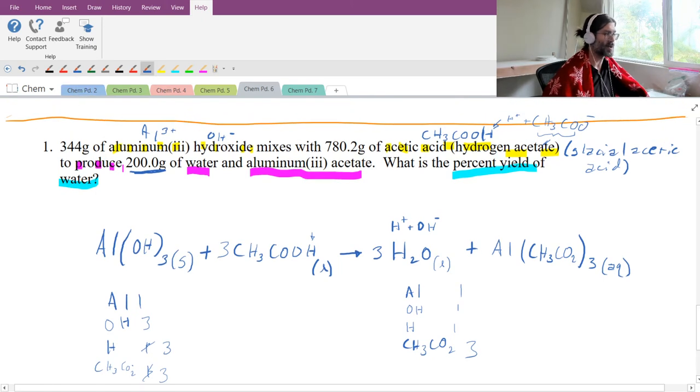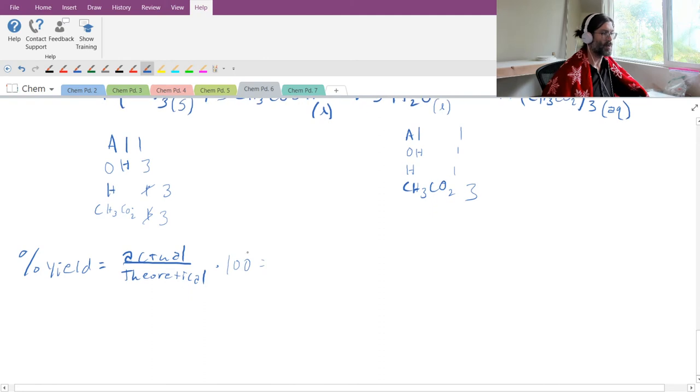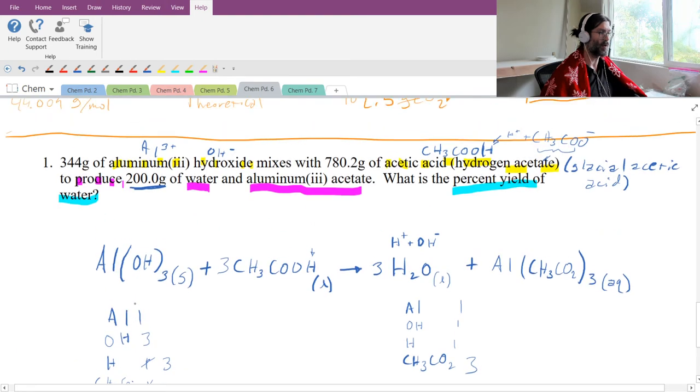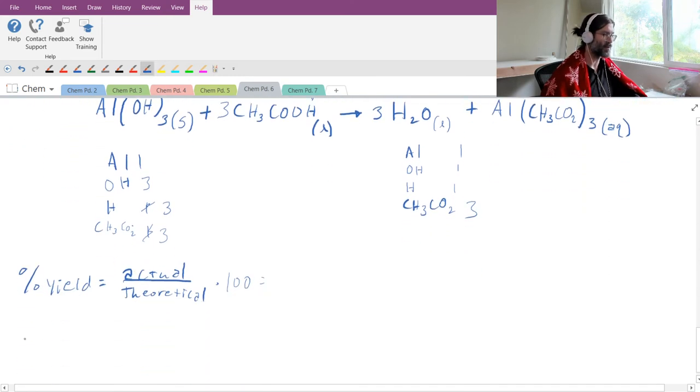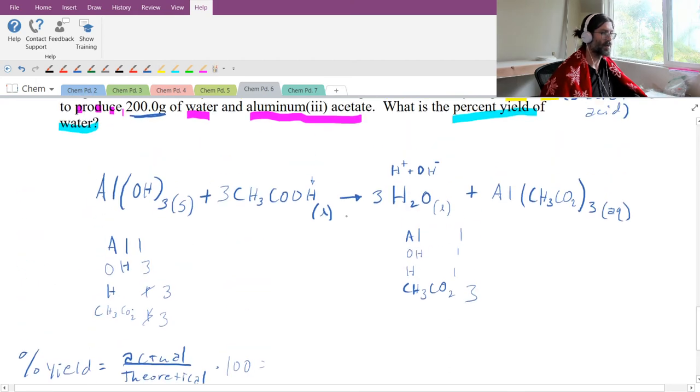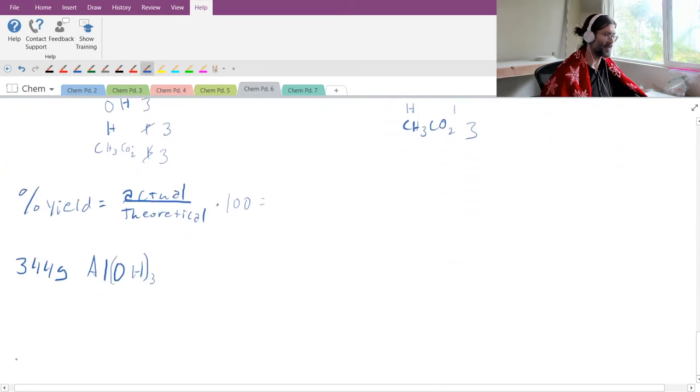We have a mass of aluminum hydroxide and a mass of acetic acid, so we need to find out what the theoretical yield is. In order to know the theoretical yield, we need to know the limiting reactant. So let's take that 344 grams of Al(OH)3, and also we have 780.2 grams, that's a lot of acetic acid, 780.2 grams of CH3COOH.